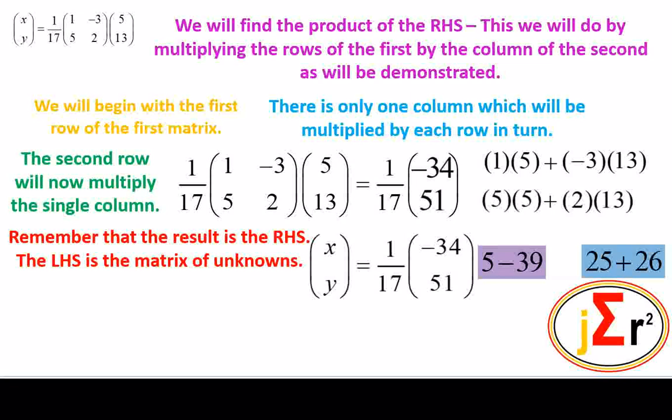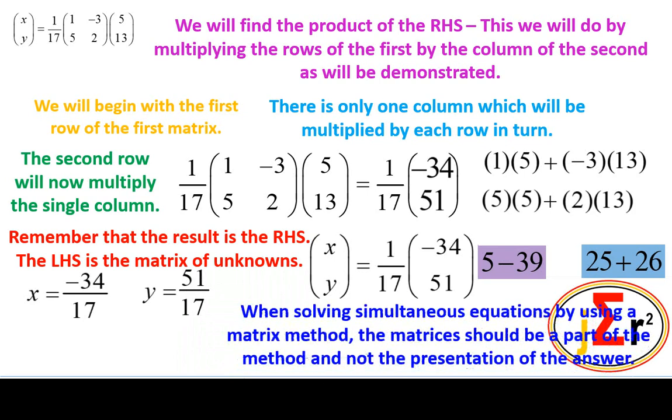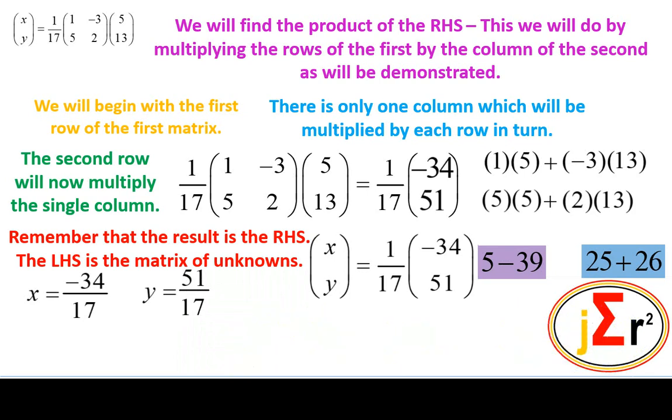We will go straight ahead to find the value of x, which will be demonstrated very clearly with these animations. What will be the value of x? Negative 34 divided by 17. And the value of y will be 51 divided by 17. Negative 34 divided by 17 is going to be negative 2, and 51 divided by 17 will be 3.